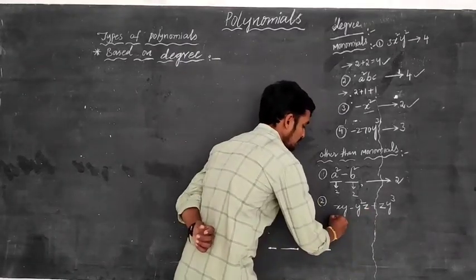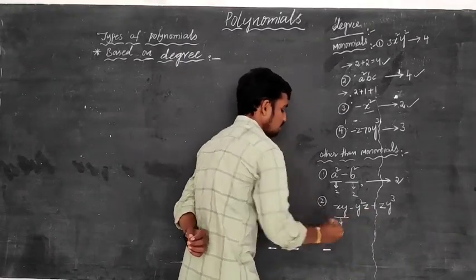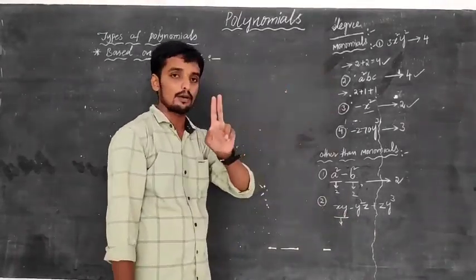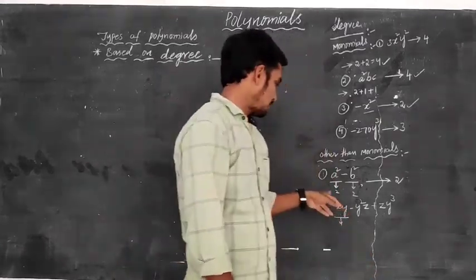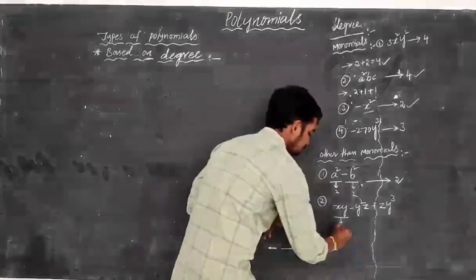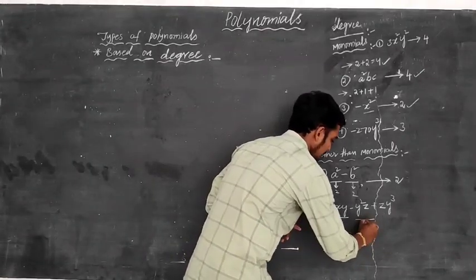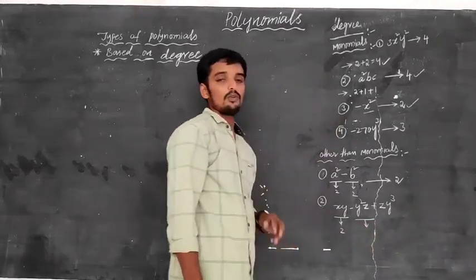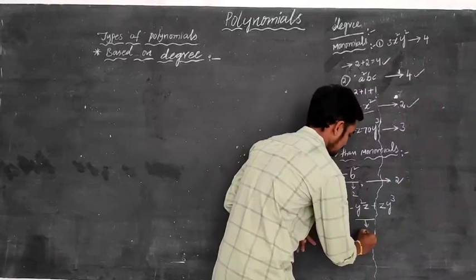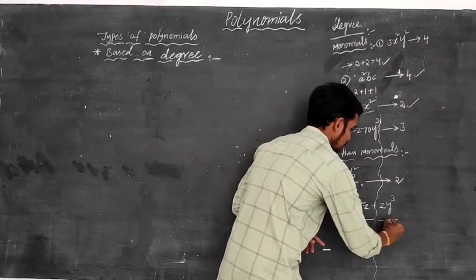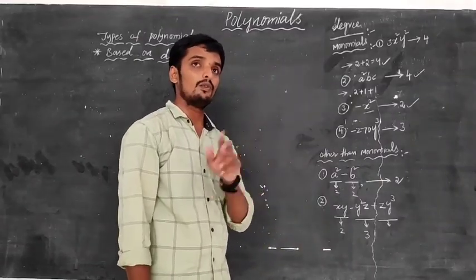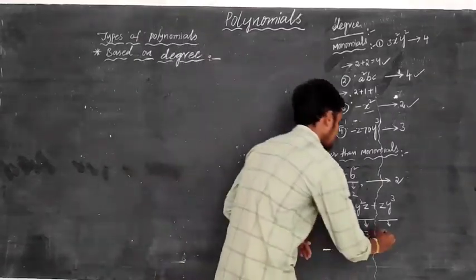Now, find the degree of the first term. Here, two variables are there. So for the monomial xy, find the sum of the powers of the variables. X has 1, y has 1, 1 plus 1 is 2. The same way coming to the next: two variables are there, y and z. Y has 2, z has 1, 2 plus 1 is 3. Now coming to the last: two variables are there, z and y cube. Z has 1, y has 3, 3 plus 1 is 4.